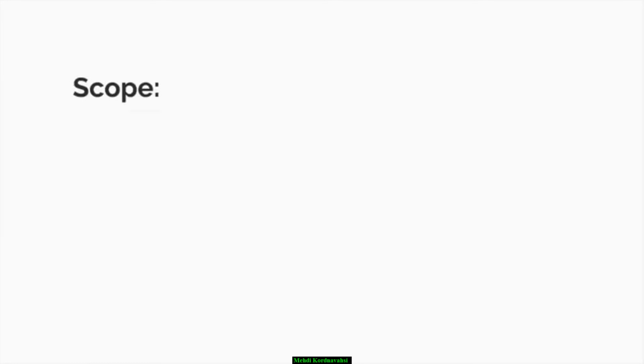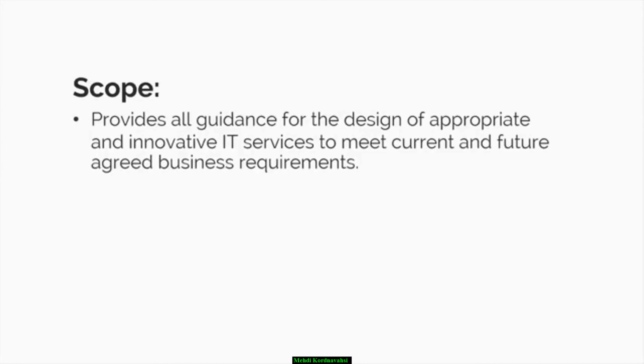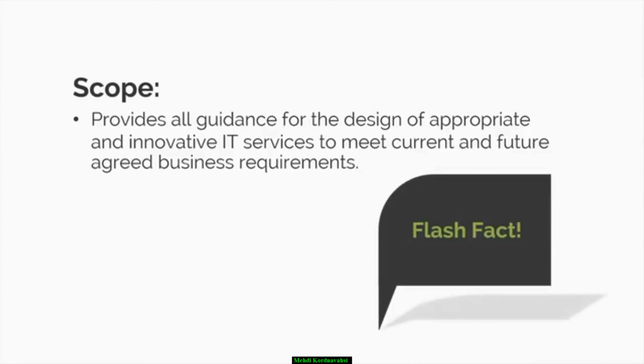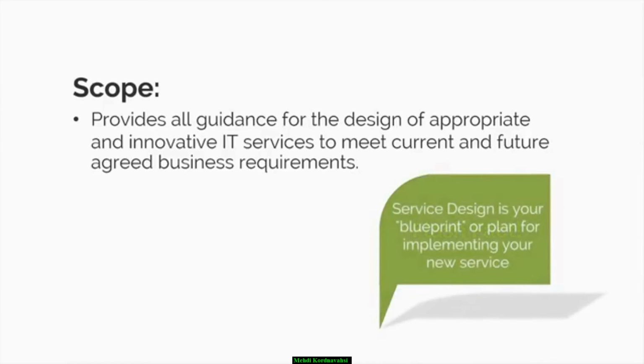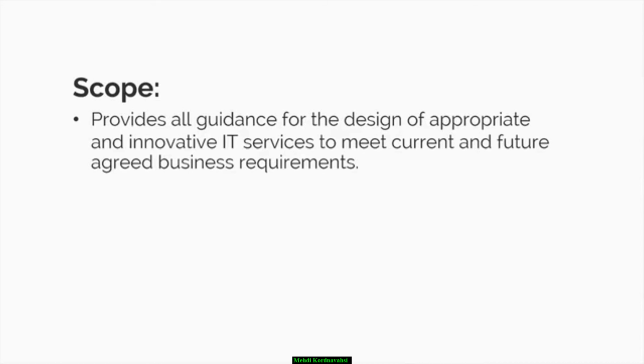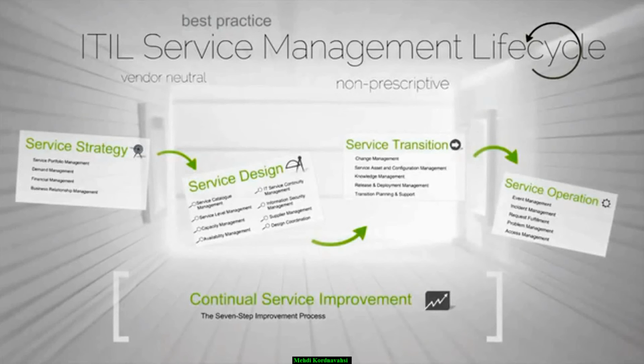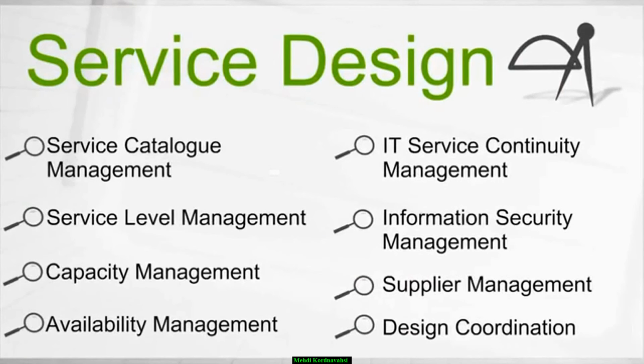The scope of service design is encapsulated in the second objective. ITIL Service Design provides all the guidance for the design of appropriate and innovative IT services to meet current and future agreed business requirements. This includes guidance for designing, managing, supporting, and maintaining each new service, the infrastructure, environment, applications, and data. Now that's an expansive scope. To plan and design for all those activities, the following processes are considered important for successful service design.